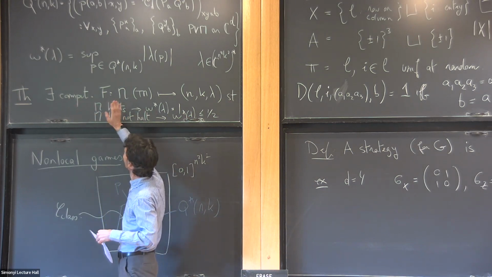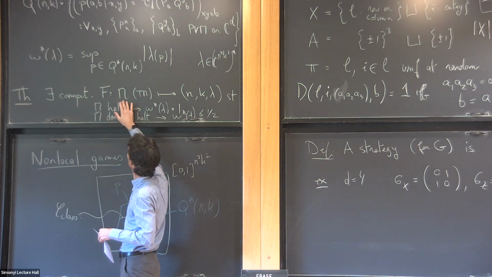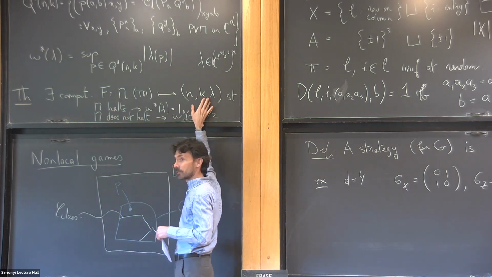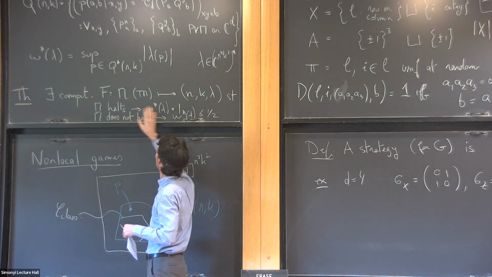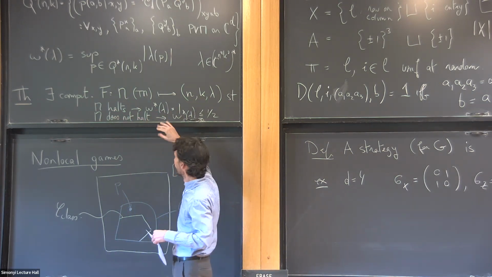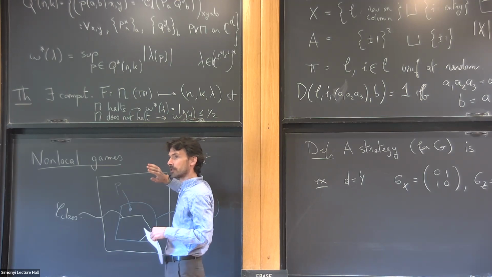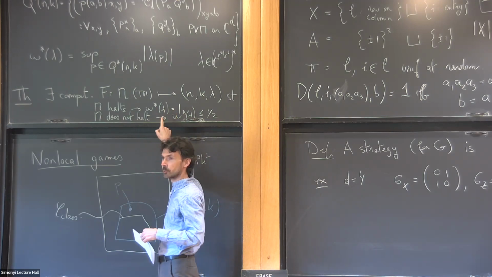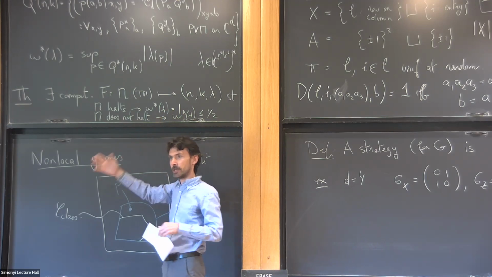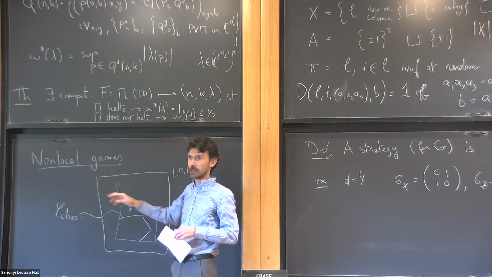So we wanted to compute a reduction, or a function that transforms Turing machines into games, such that if the Turing machine halts, so that's a reduction. We want to complete that reduction. This is what needs to be done. Once it's done, we'll have learned that this function is uncomputable, and by what we did last time, it gives a negative answer.